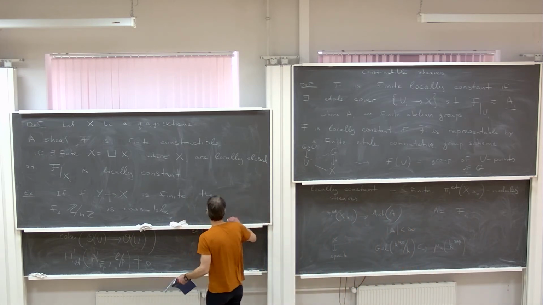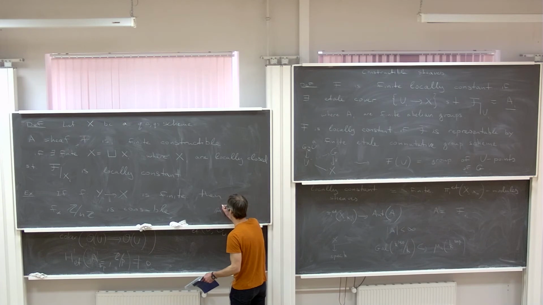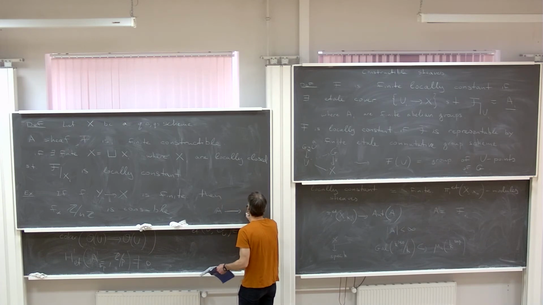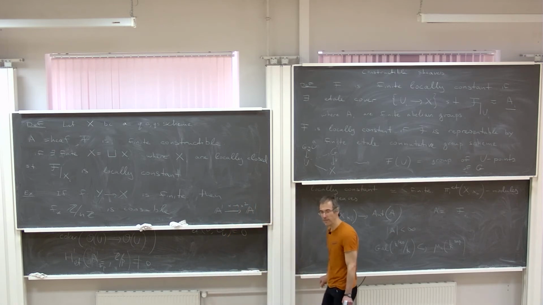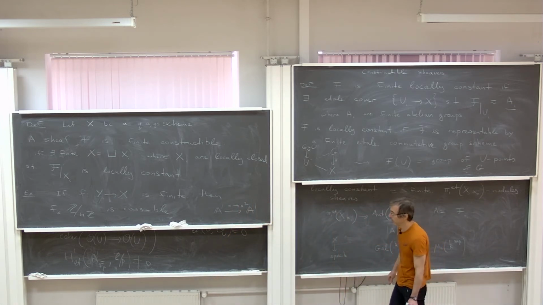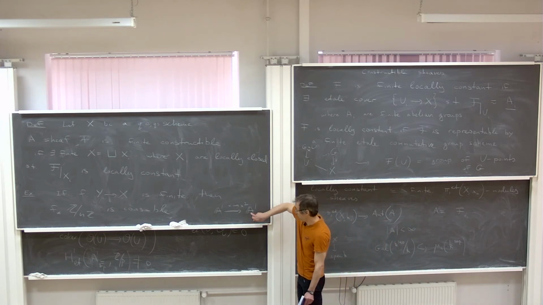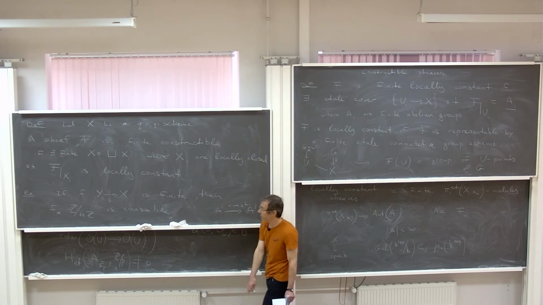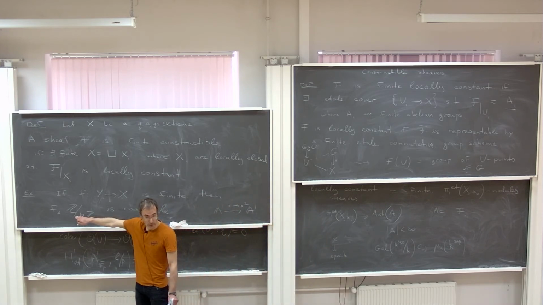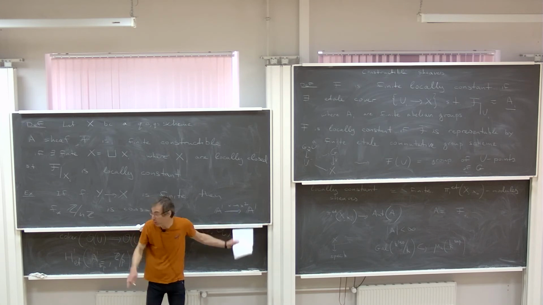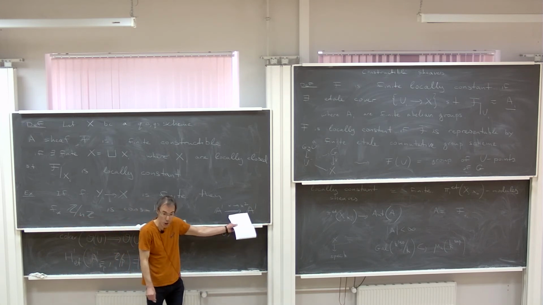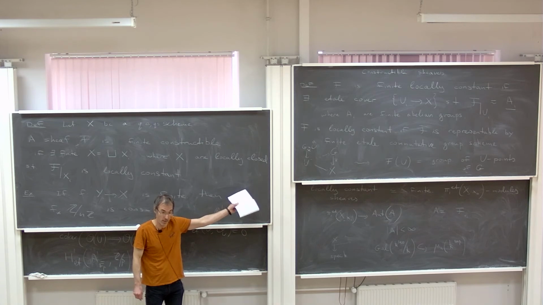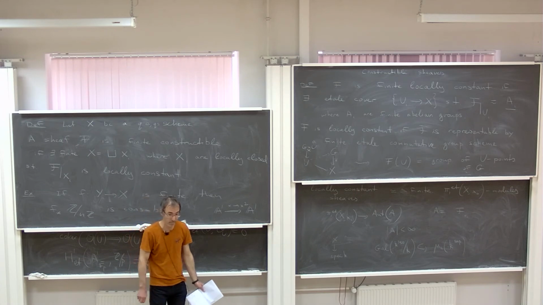So for example, think of the map from A1 to A1 that takes x to x squared. This is an example of a finite morphism which is not étale. Over G_m, this is an étale map. So if I take this direct image and restrict it to G_m, I just get a local system, a rank 2 local system.